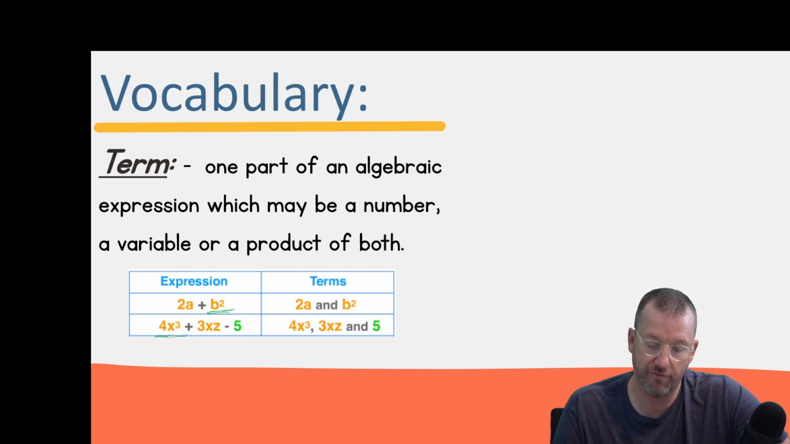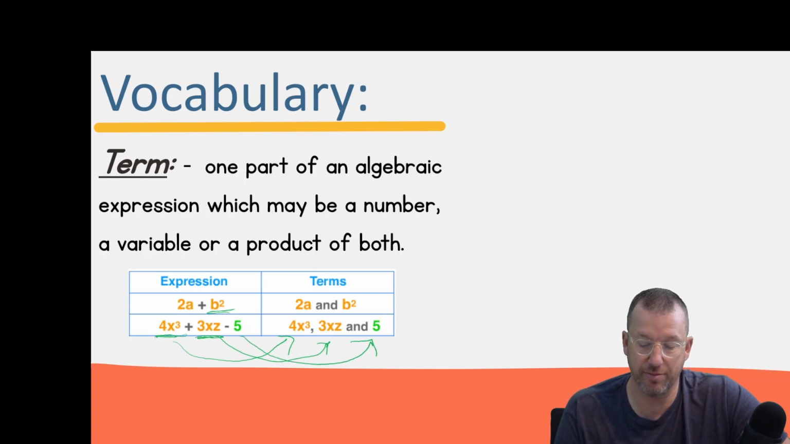Look down here. 4x to the third is a term. 3x to the z is a term. And negative 5 is a term. That one has 3 terms. Okay, this is just vocabulary. Don't freak out if this is a little confusing. You're going to hear a lot of it going forward.